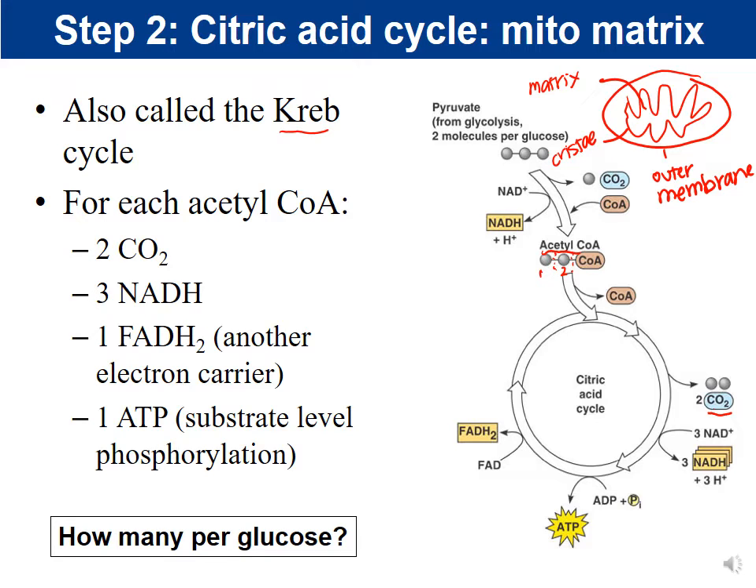So per glucose, how many CO2s do we get? And the answer is 4, because we had 2 acetyl-CoAs. So we get 6 NADH per glucose, we get 2 FADH2s, and we get 2 ATP by substrate level phosphorylation. And so we're going to add this on to our diagram.